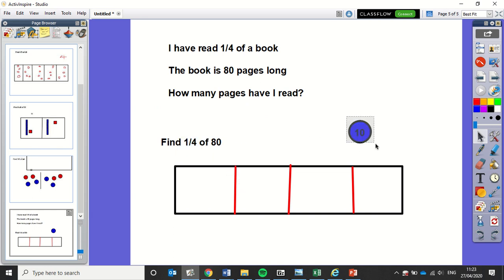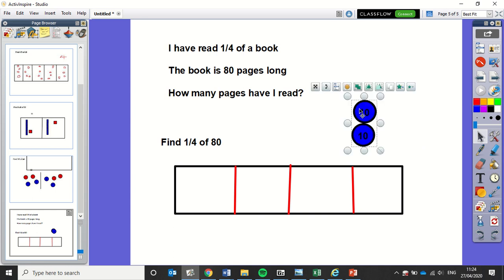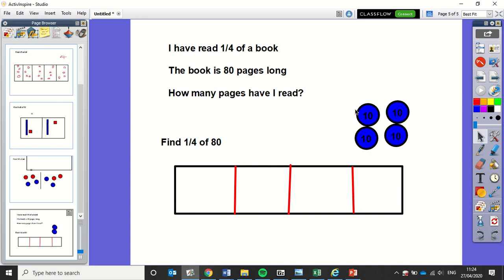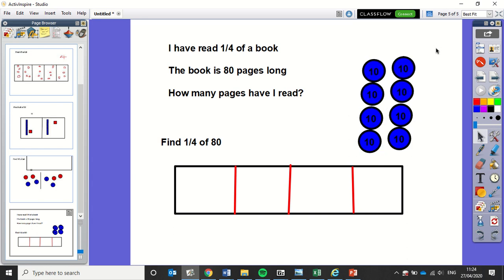So there's 1, 2, 4. I need 8 of these counters because there's 8 10s. 8 10s is 80. There we go. Nice and pretty. So let's move it across. So 1 for you. There we go.